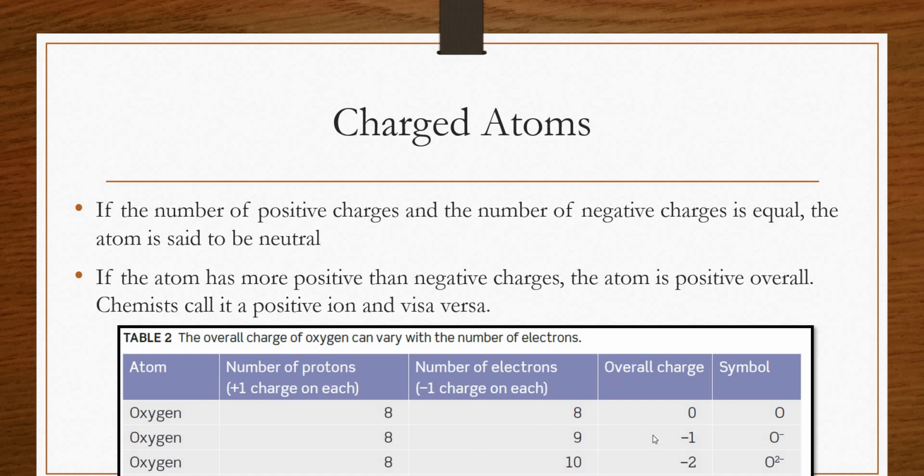Oxygen with a -1 charge would be called O negative. If it had -2, it would be O2 negative. 1 positive would be O plus. It's pretty basic. Is there a numeric difference? Yes. You said greater than?